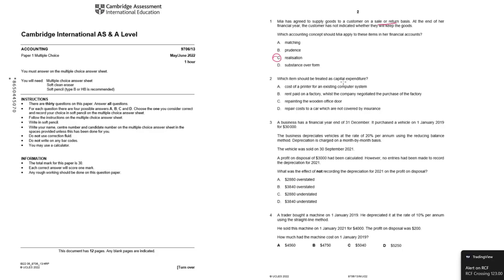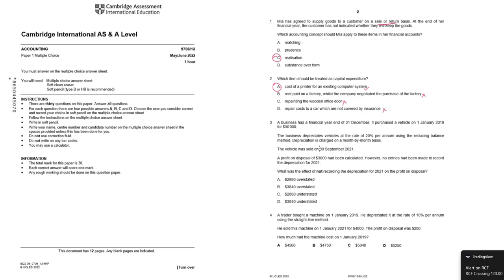Which items should be treated as capital expenditure? Cost of a printer for an existing computer system. Yes, this can be treated as capital expenditure, because your printer will be used for a long period. Rent paid, not a capital expenditure. Repainting the wooden office door, not a capital expenditure. Repair cost to a car, not.